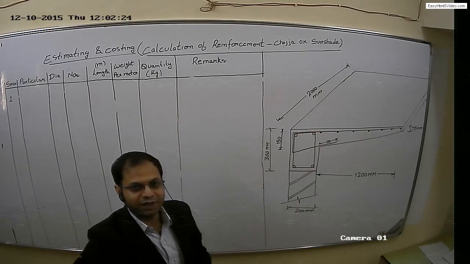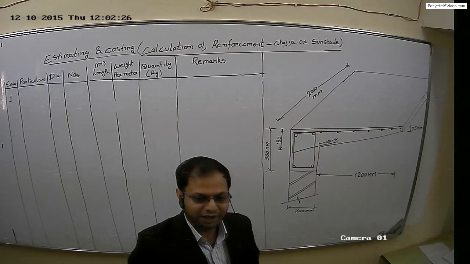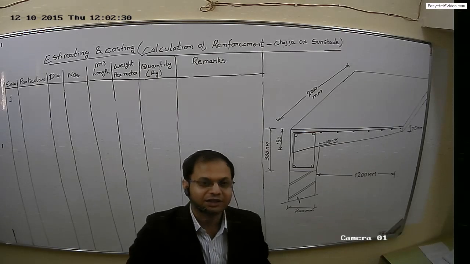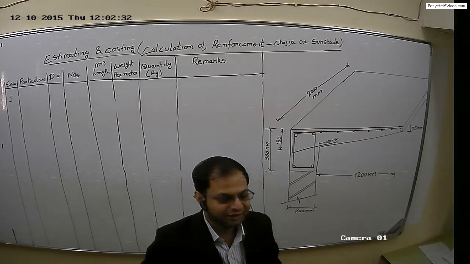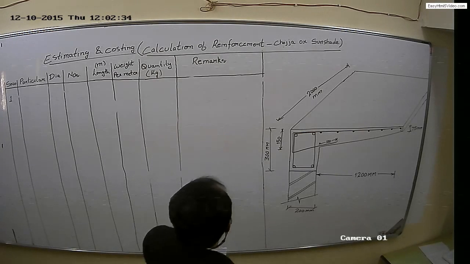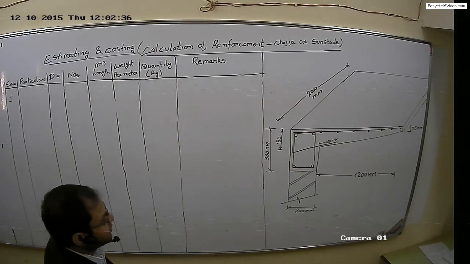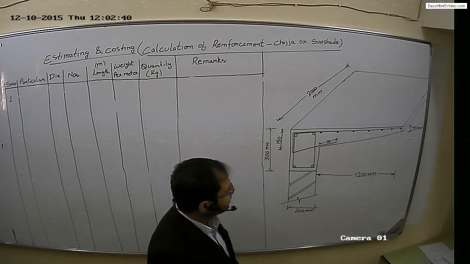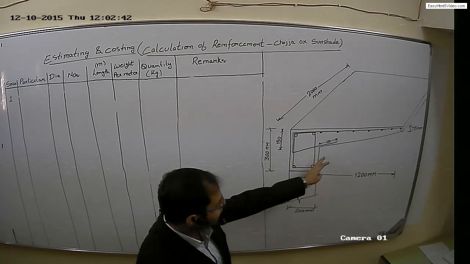First of all, we will calculate the reinforcement, which is much more critical. Then after, we will calculate the quantity of RCC and shuttering. So let us go with the reinforcement calculation. The reinforcement of Chajja is drawn in the figure.